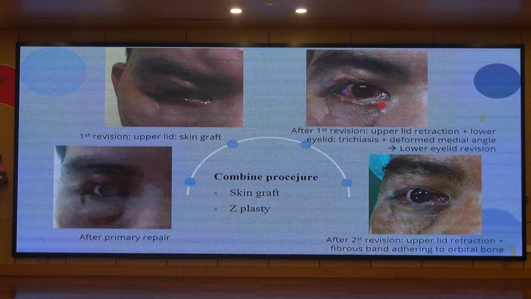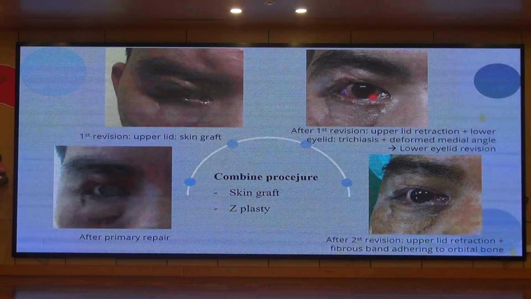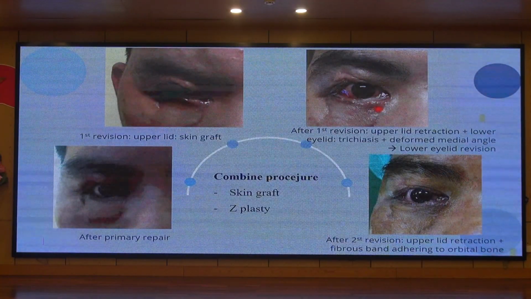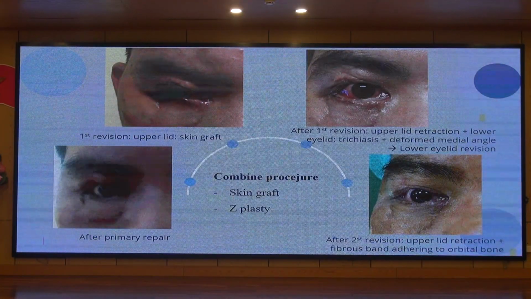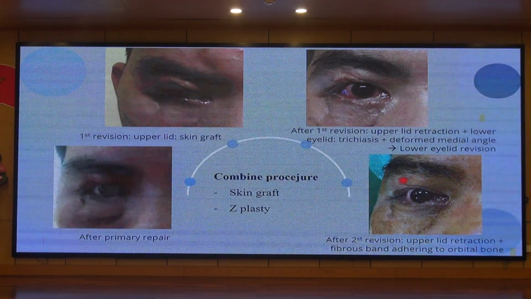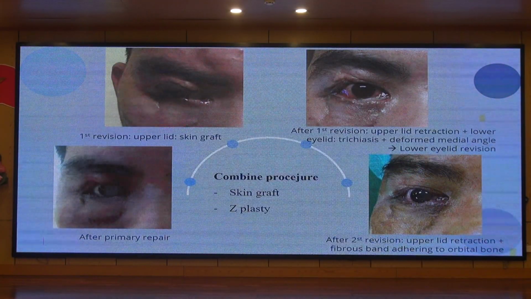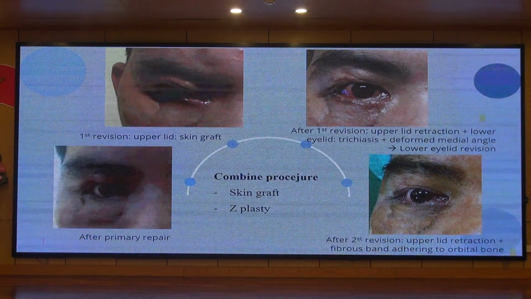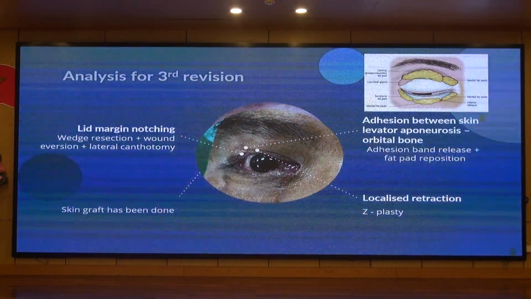So this time he had the lower eyelid revision. We did a refixation of the medial angle of the lower eyelid. So this is after the second revision. It still has an upper lid retraction and a fibrous band adhering to the orbital bone. So we do an analysis for this patient.